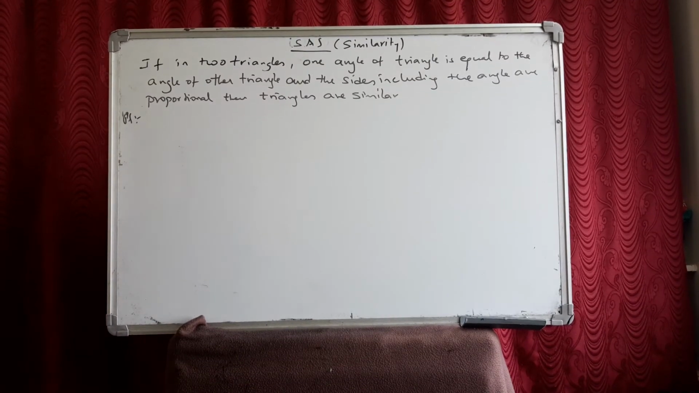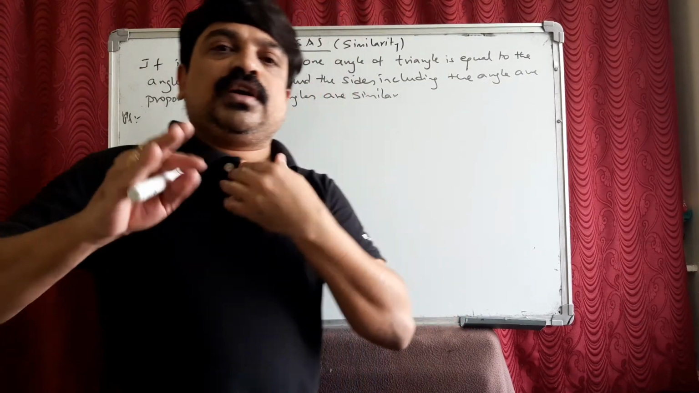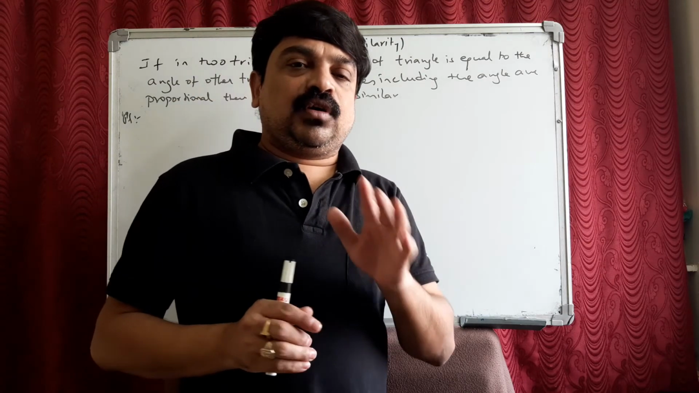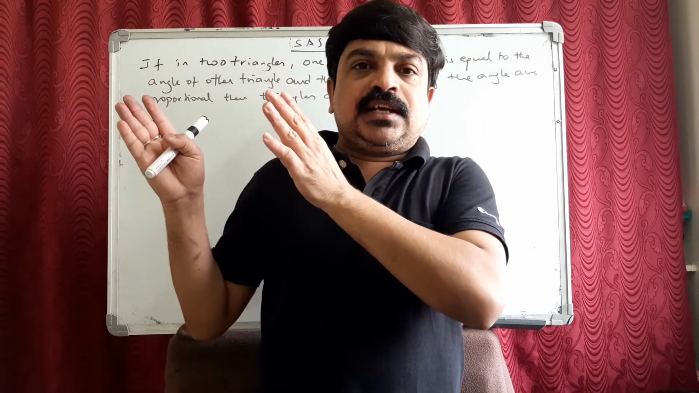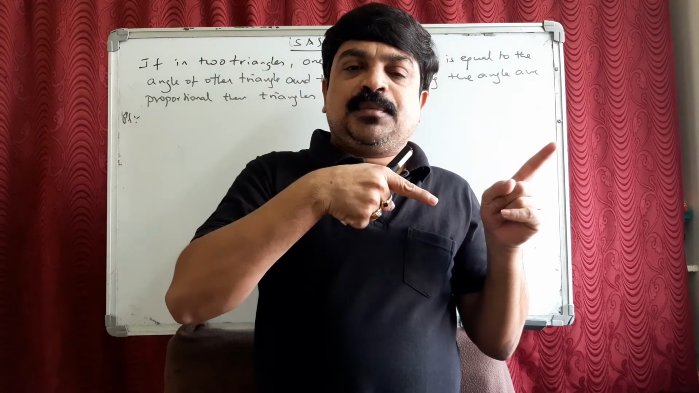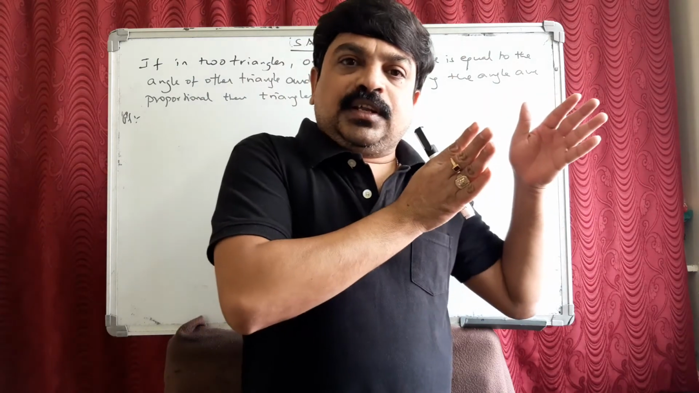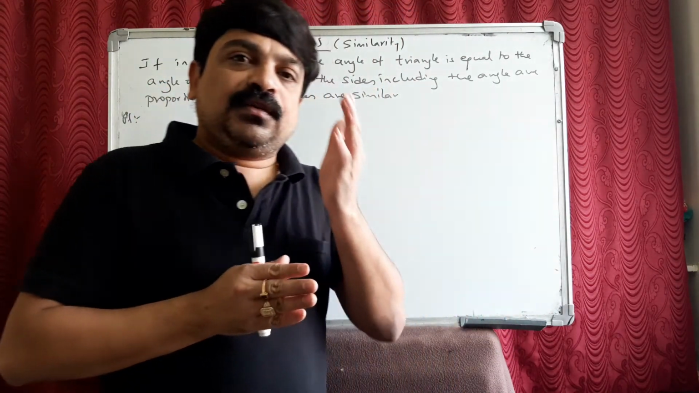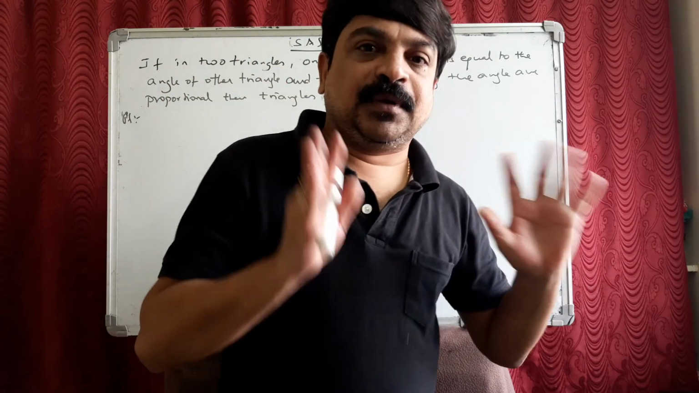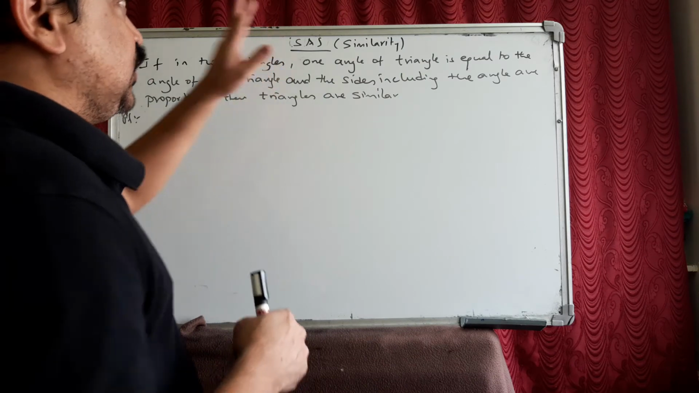Right, now this is SAS, the last similarity condition. Before going to this, what we have learned in the AAA theorem is the condition for similarity: if all the angles are equal, then the corresponding sides will be in the same proportion, therefore the triangles are similar. And in the second one, triples, if all the sides are in the same proportion, then the corresponding angles will be equal and hence the triangles are similar. Now we apply those two conditions here to prove SAS.